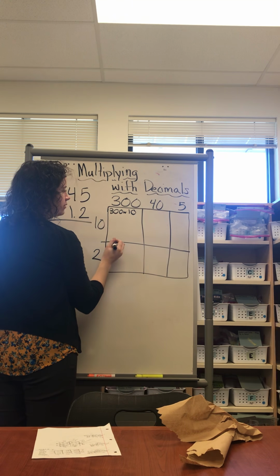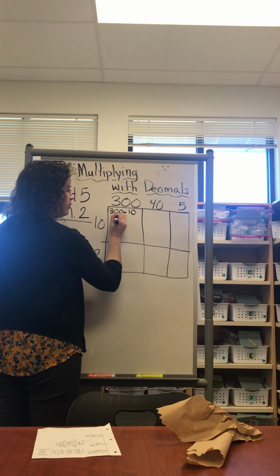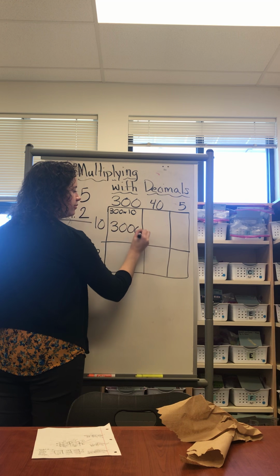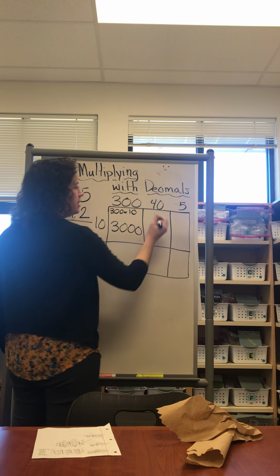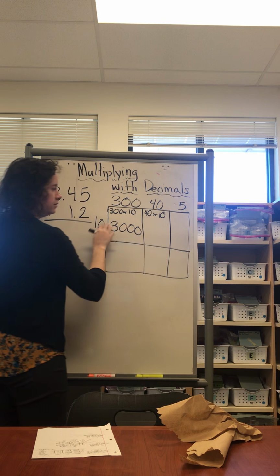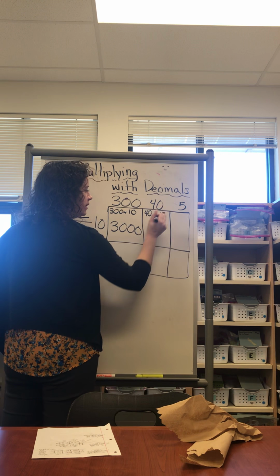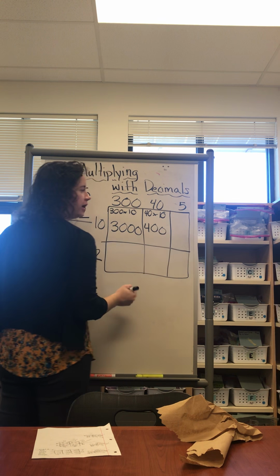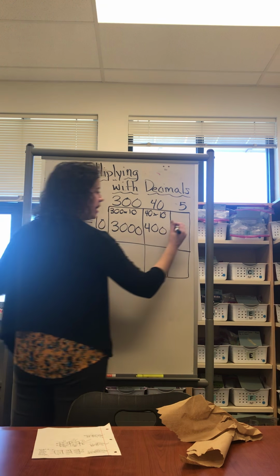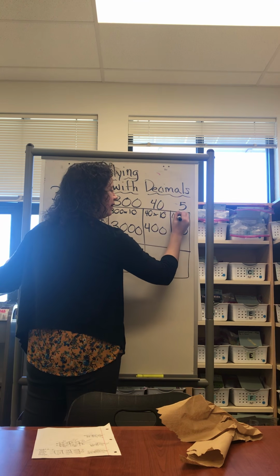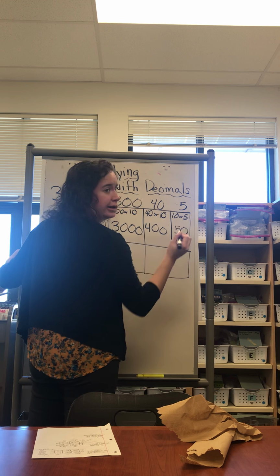So 1 times 3 is 3. And then I count my zeros. 1, 2, 3. And I need to add 3 zeros there. I got 3,000. So then I have 40 times 10. So this number and this number being multiplied together. 1 times 4 is 4, and add 2 zeros for 400. 5 times 10 is 50. I know that. I didn't even have to count my zeros with that one.